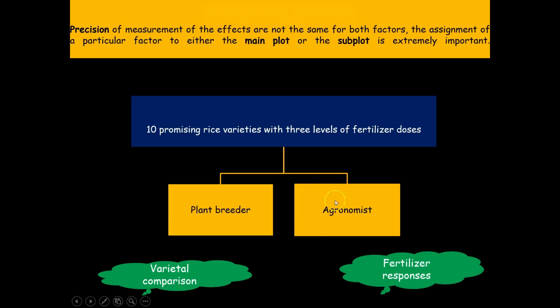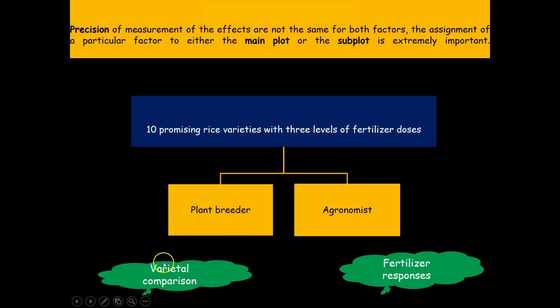On the other hand, using the same 10 promising varieties with 3 different levels of fertilizer doses, the agronomist who wishes to study the fertilizer response of the 10 promising varieties developed by this plant breeder would probably want greater precision for the fertilizer response than for the varietal effect. So he would assign the varieties to the main plot and fertilizer to the subplot. Fertilizer response is more important for an agronomist in this example, and varietal comparison or evaluation is more important for a plant breeder.